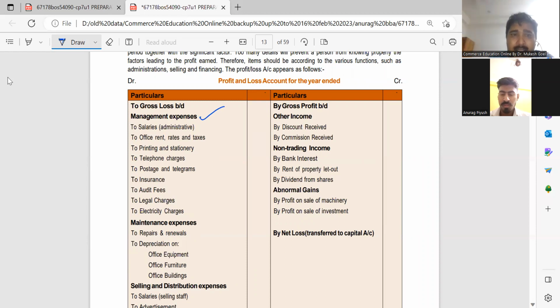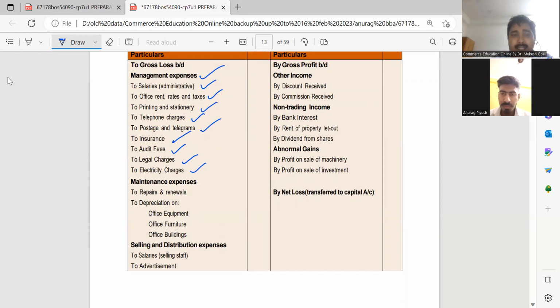Management expenses is concerned with the expenses related to office and administration, just like salary of the staff, office rent, printing and stationery, telephone charges, postage and telegram, insurance, audit fees, legal charges, electricity charges.